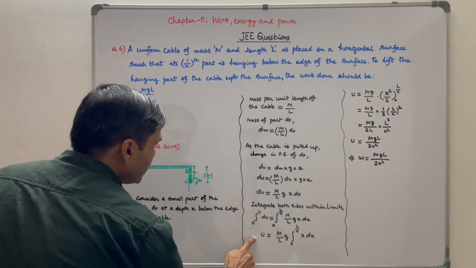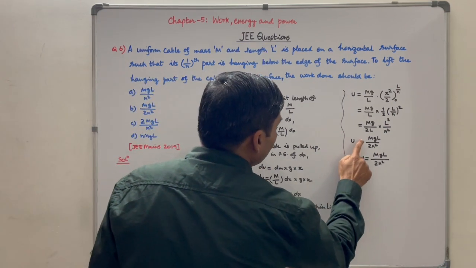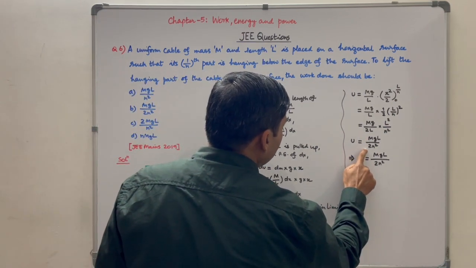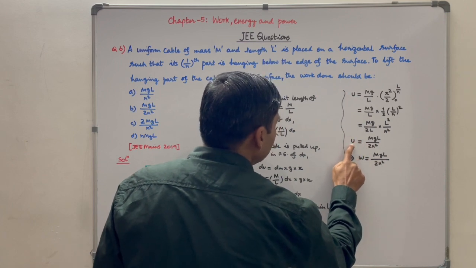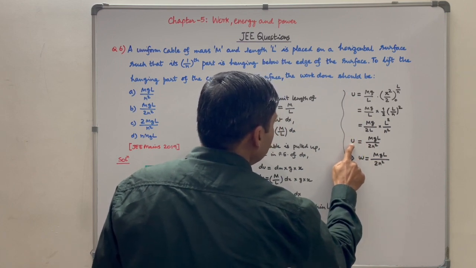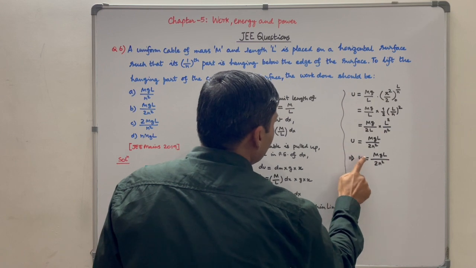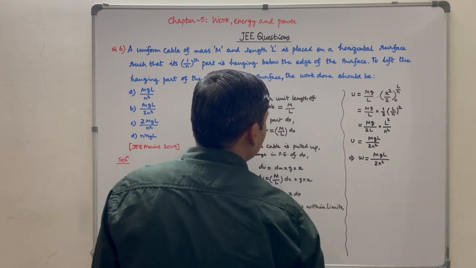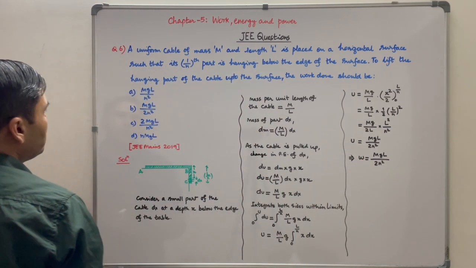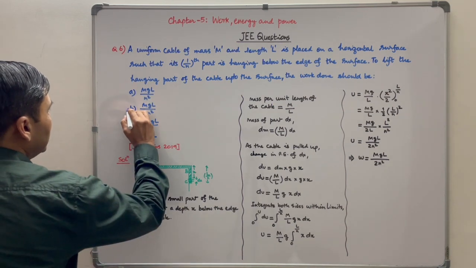So after integration, we get u is equal to mgL upon 2n square. And this is the work done on the cable to pull it up completely on the table. So our answer is mgL upon 2n square. So option B is correct.